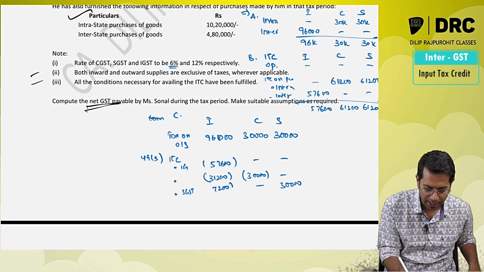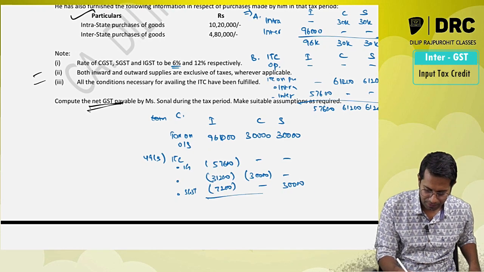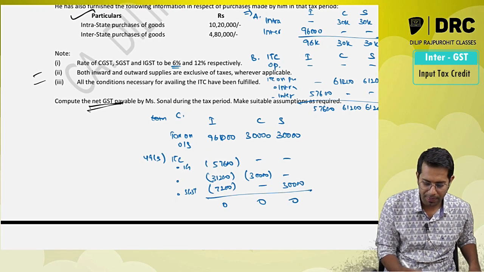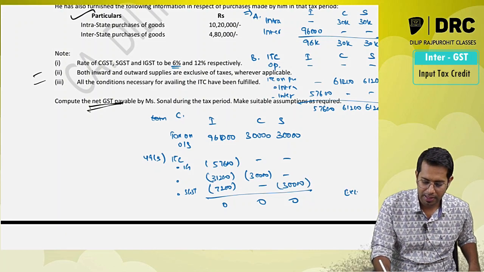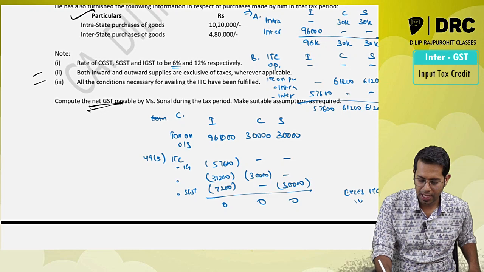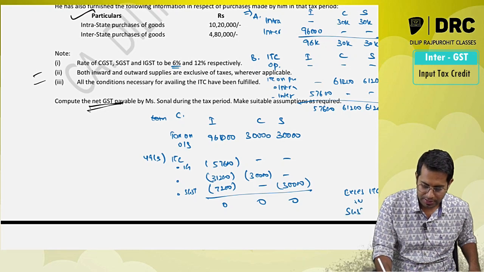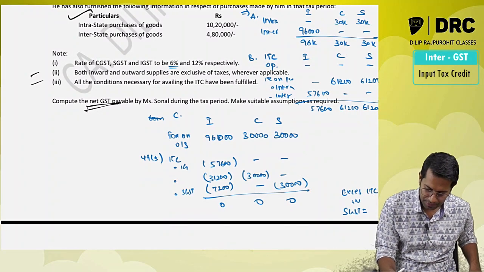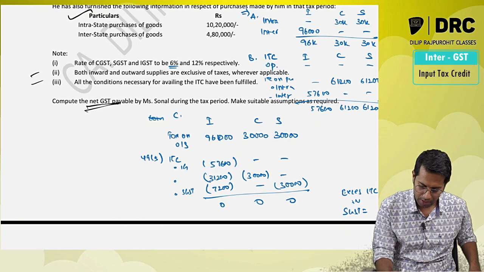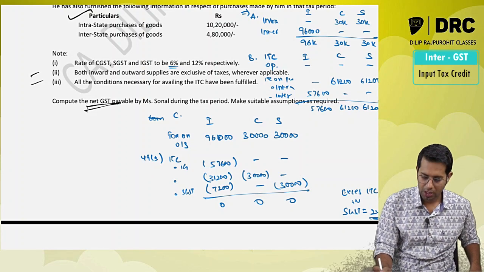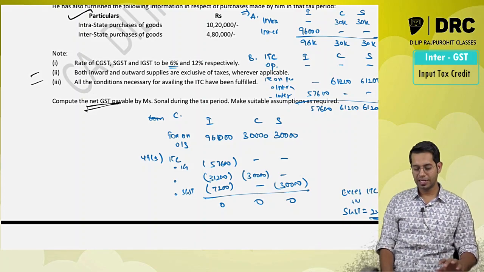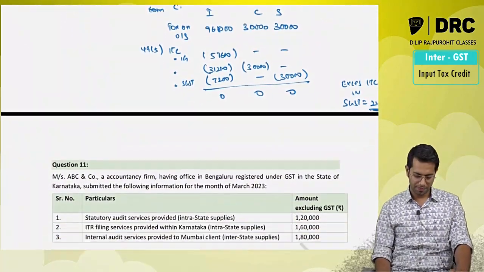So I will take it from SGST. So my net GST payable in cash is 0, and I have excess ITC available. SGST, how much is available? 24,000. 24,000 SGST credit is available at the end of the month.